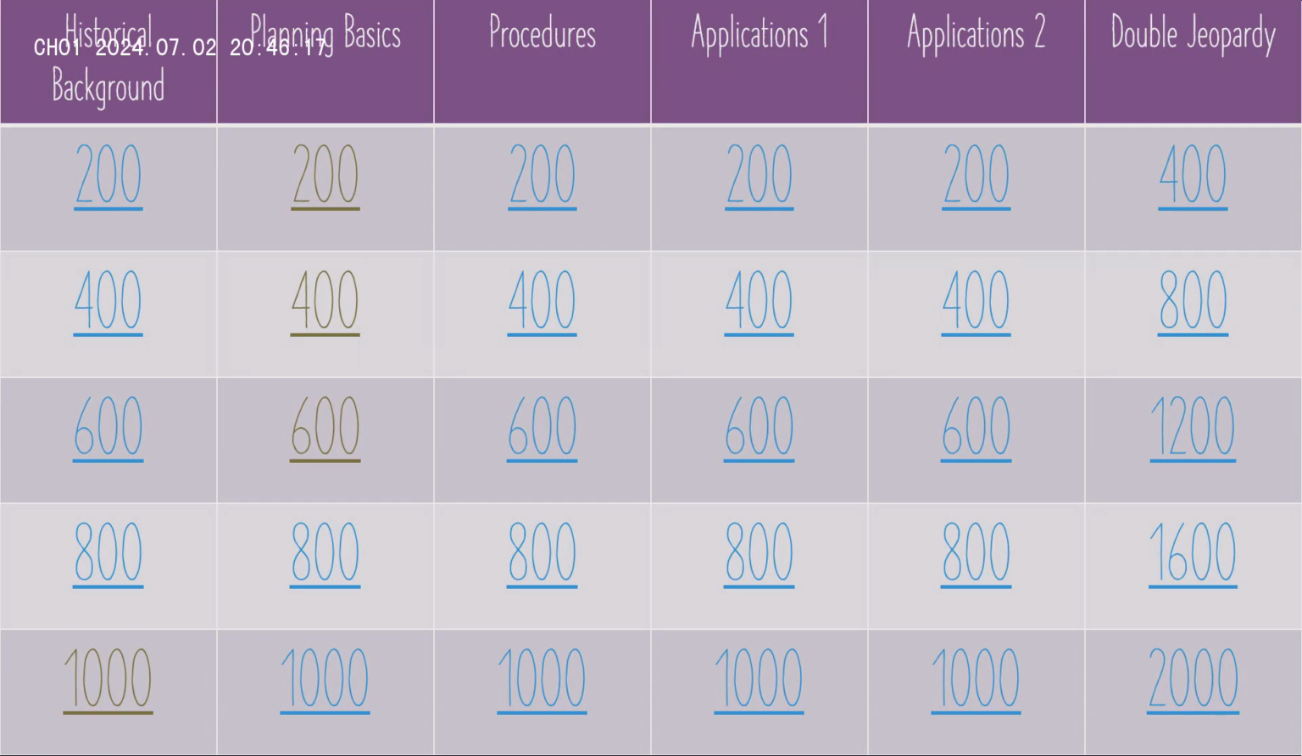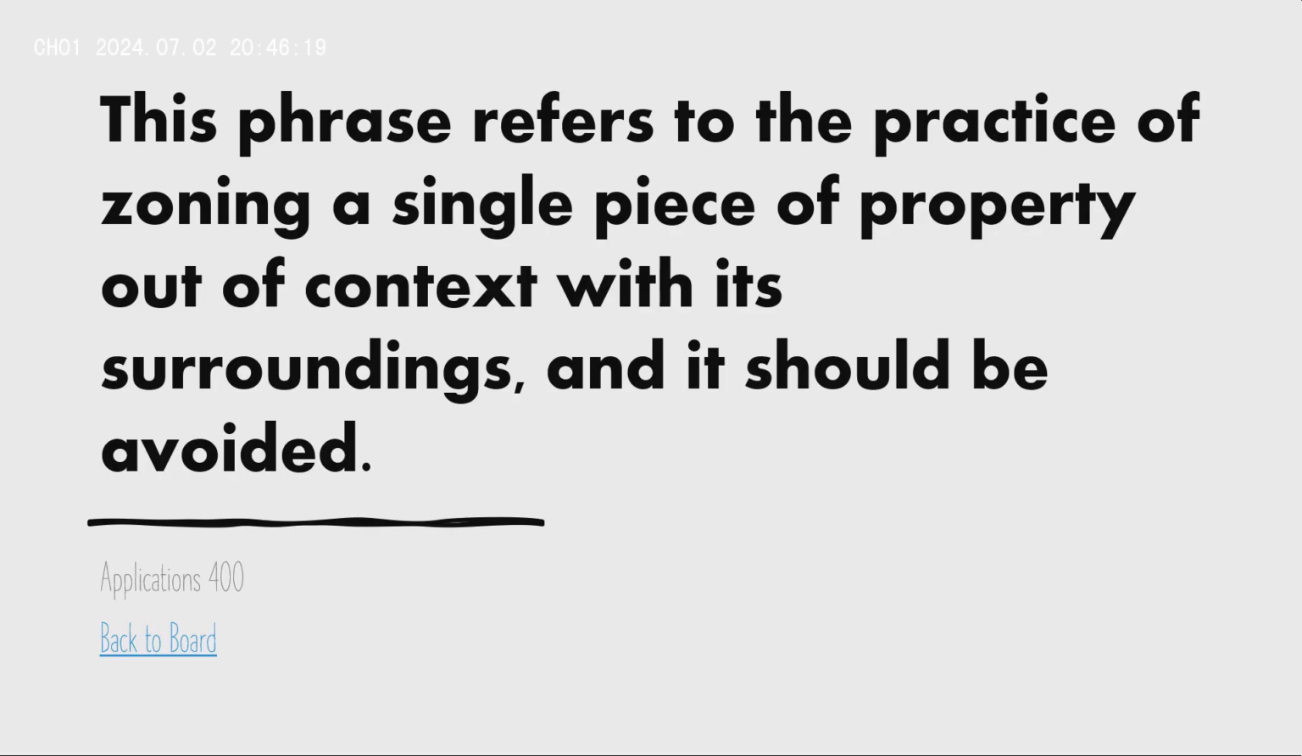Applications 1 for 400. Okay. This phrase refers to the practice of zoning a single piece of property out of context with its surroundings, and it should be avoided. What is spot zoning? Yes.